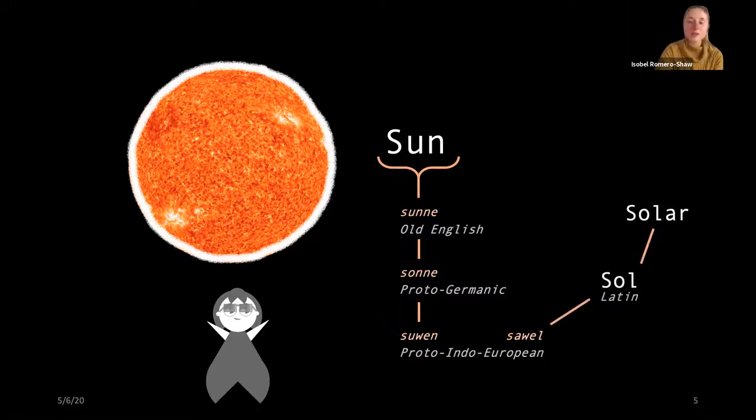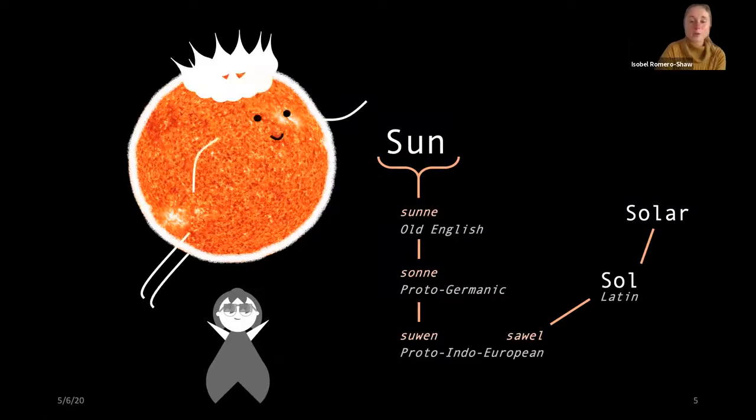The Proto-Indo-European root of the word sun also evolved into another familiar word for things related to the sun, which is sol, which we use for things like the solar eclipse and the solar system. And Sol was also the name of the Roman god of the sun, Sol Invictus, or the unconquered sun.